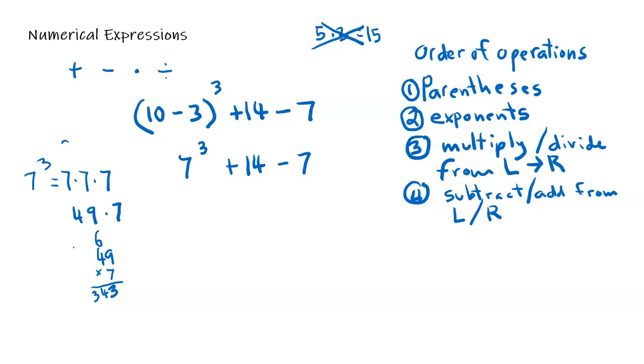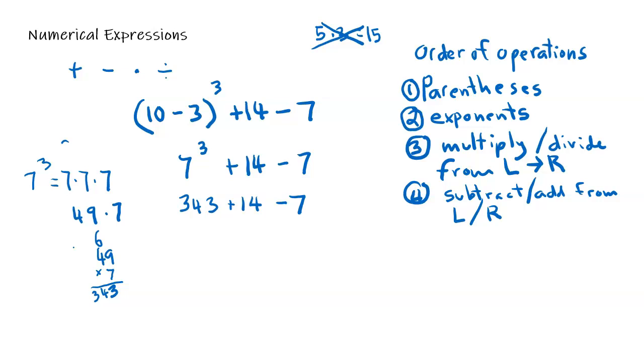So let's go back up here. So in place of 7 cubed, I'm going to write 343 plus 14, take away 7. Okay, and now we don't have any more parentheses, we don't have exponents, we don't have any multiplication or division, but we do have adding and subtracting.